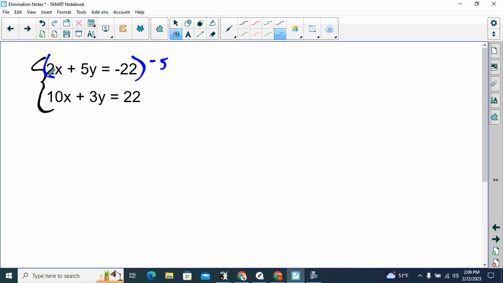And again, we figure that out by thinking through, this is positive 10, this needs to be negative 10. If this is going to be negative 10, I need to multiply it times negative 5. So I need to multiply everything in this top equation by negative 5. 2 times negative 5. 5y times negative 5. Negative 22 times negative 5. Negative times negative is positive. 22 times 5, this one would probably be a calculator problem, gives me 110.